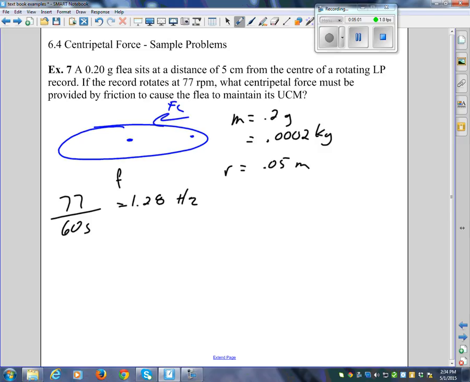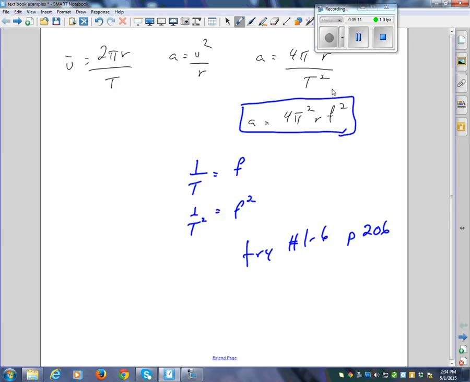Okay, so basically I'm just looking for FC, am I not? Can I use this guy right here? Oh, this is only for the acceleration. How do I get it into force? Put an M in front, right? So centripetal force is going to be M 4 pi squared r f squared. Remember those good old days when you could do the magic triangle and there were only 3 letters in a formula? Ah, the good old days. M 4 pi squared r f squared.